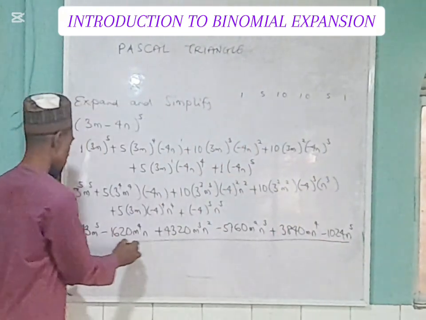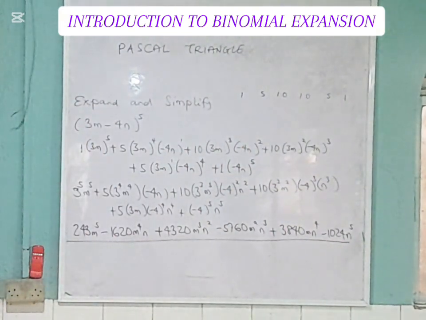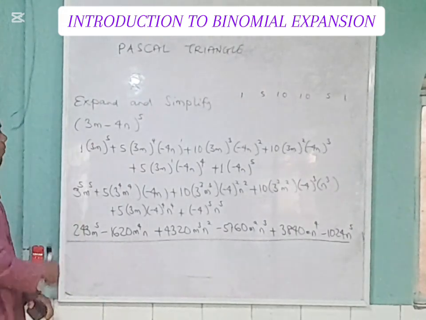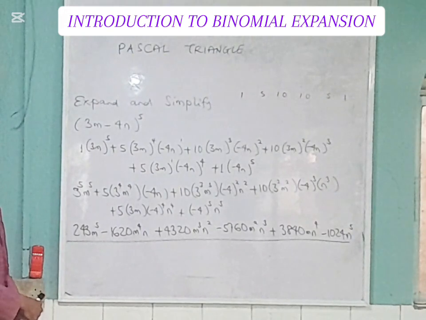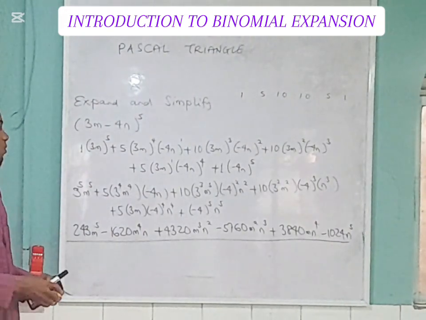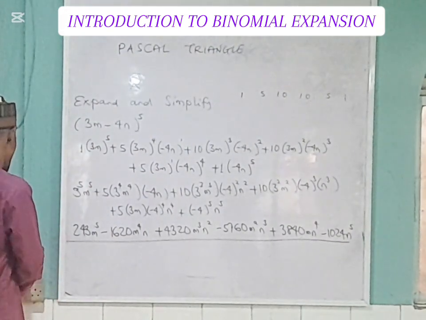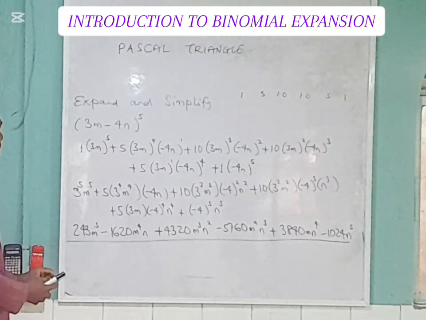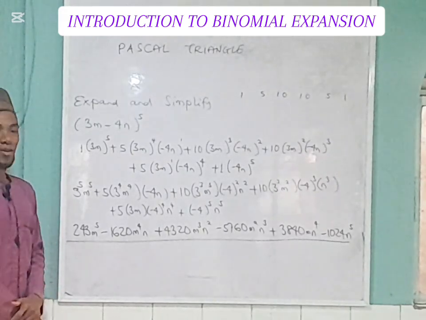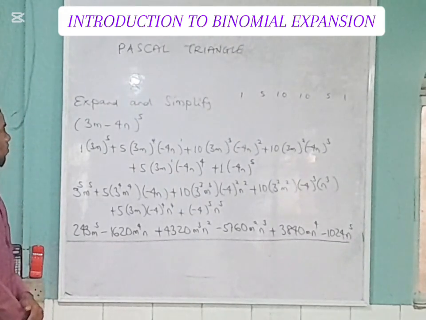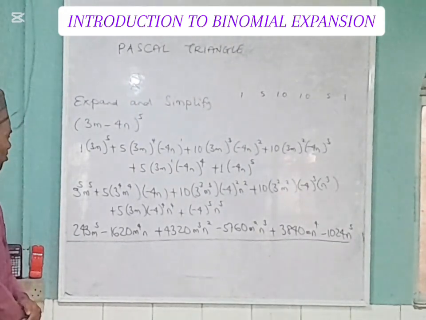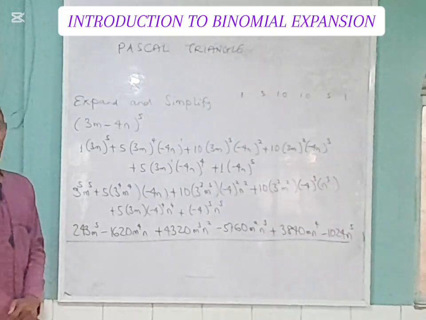So this is the full expansion and simplification of the problem 3m minus 4n to the power of 5 using the concept of Pascal's triangle. And I believe with that we have a good understanding of the concept of Pascal triangle, pretty much as I expect you to. So the class has been fun, and I believe you find it so as well here.